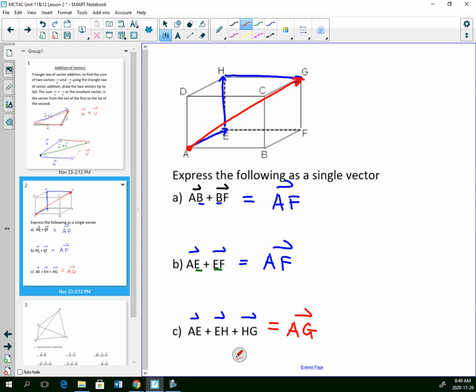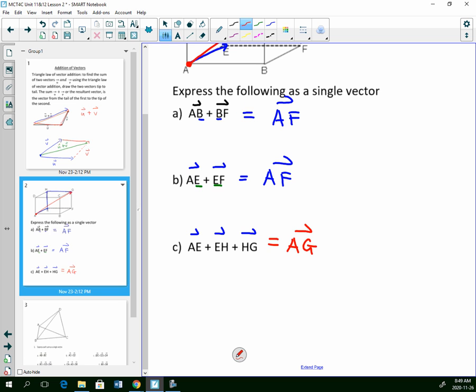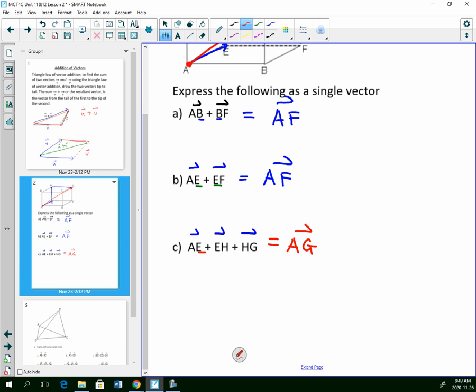Okay, so that's fairly straightforward. I could add those without the diagram because I can see that the tip of A to E matches with the tail of E to H. So that vector would be A to H. And then again, I could add A to H plus H to G because the tip of that matches the tail of that. So that would give me A to G. So it's nice to have the diagram, but you can also add them if you didn't have the diagram. You could just make sure that the tip of the first one matches the tail of the second one.